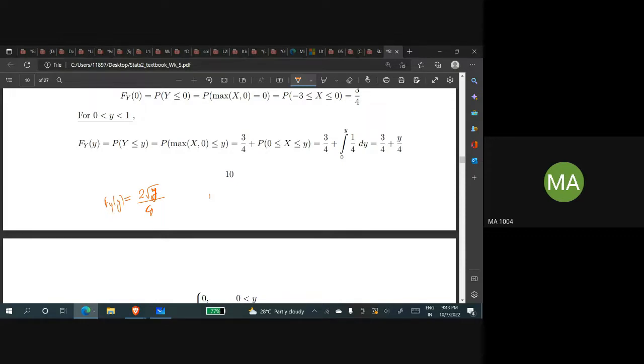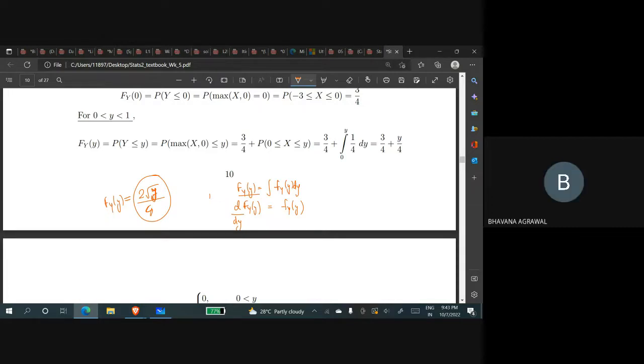Now, you know the relation between PDF and CDF is that Fy of y is the integral of the PDF of y dy. So if Fy is differentiable, if you are able to differentiate this Fy, this will give you the PDF of y. So we are differentiating this to get the PDF of y.